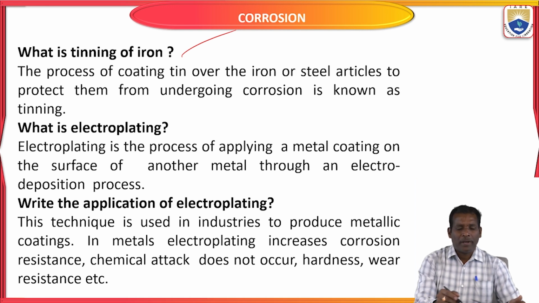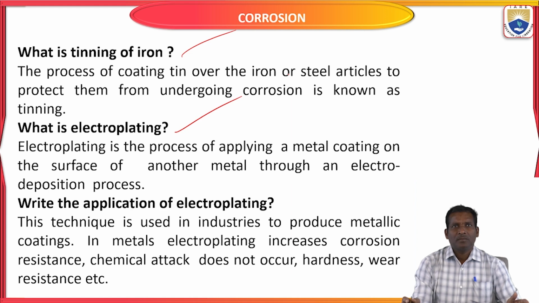So what is electroplating? Electroplating is the process of applying a metal coating on the surface of another metal through an electro deposition process. So applying a metal coating on the solid surface of another metal through an electro deposition process. Some material will be deposited on that surface.